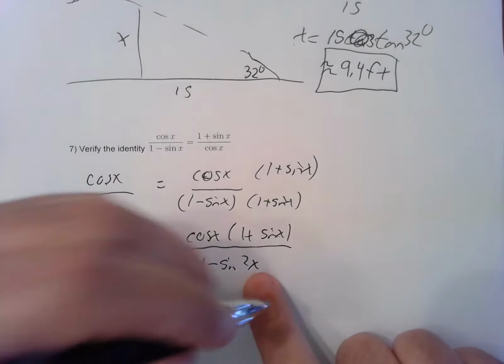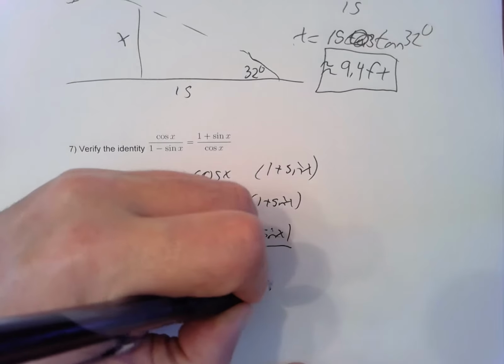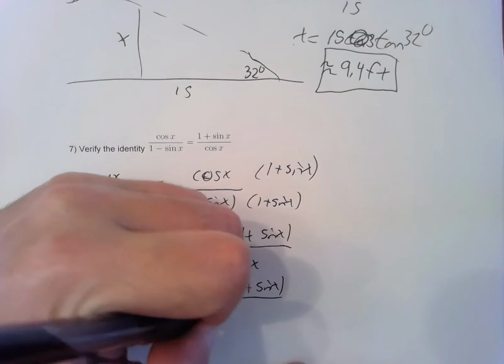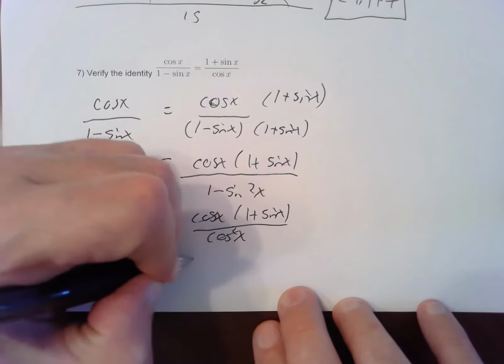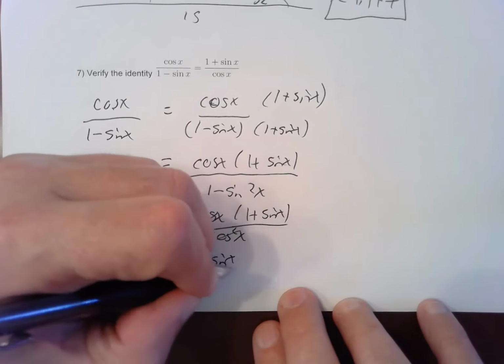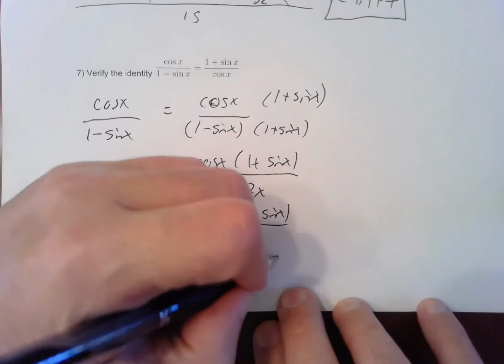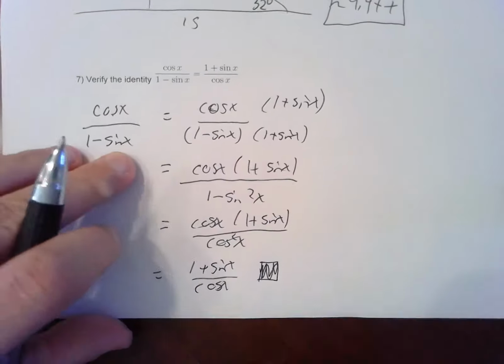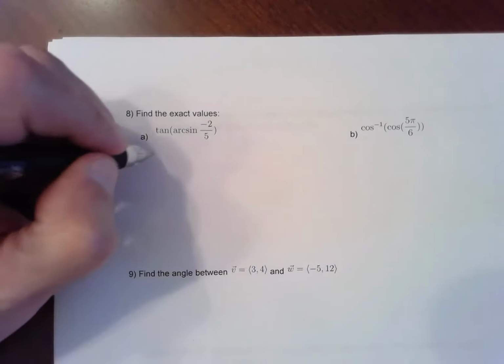But 1 minus sine squared is cosine squared. And then one of the cosines cancels, and I get exactly what I was trying to get. Hey, look, that's what I was after, right there. And then I say, I'm done. Okay, next page. No calculators here, exact values.